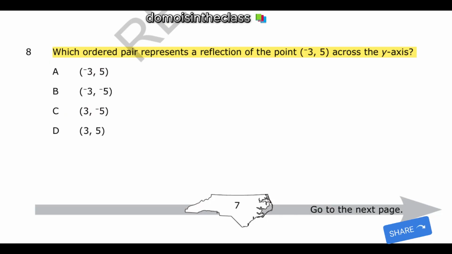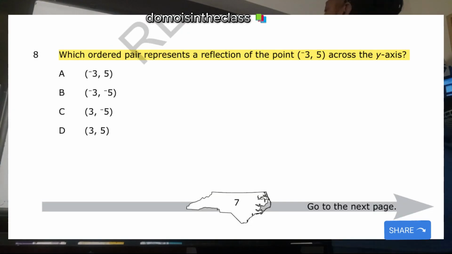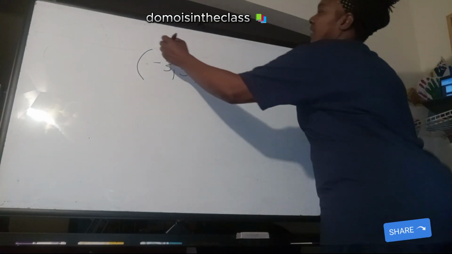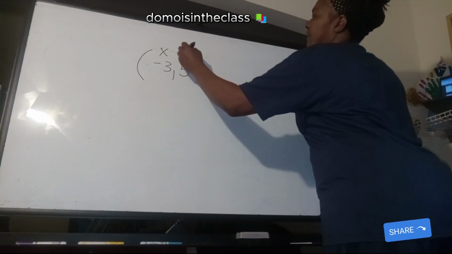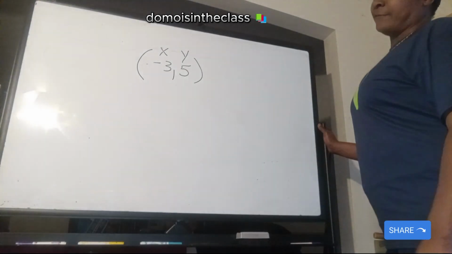Which ordered pair represents a reflection of the point (-3, 5) across the y-axis? So for number 8, we are looking at the reflection across the y-axis. -3 is our x, and 5 is our y.